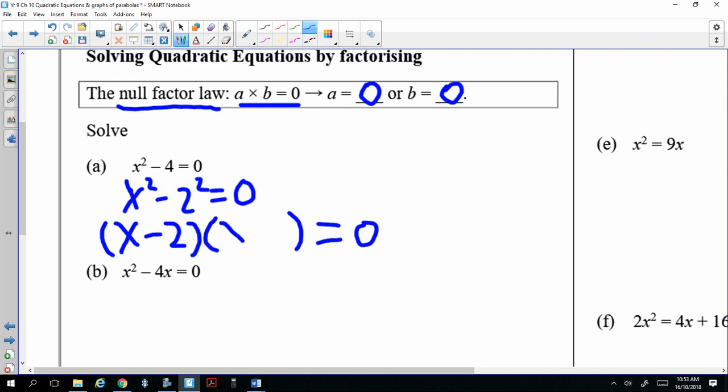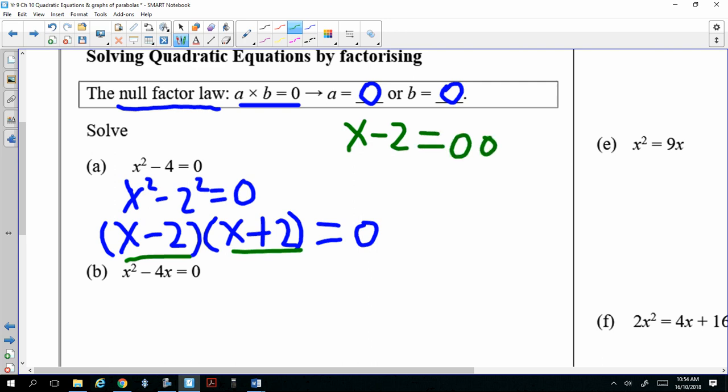Yeah, very good. And then we apply the null factor law. Let me ask another student. Alice, what does the null factor law say? Yep, so that means in this case, what do I do? x minus 2 equals 0, or x plus 2 equals 0, right?